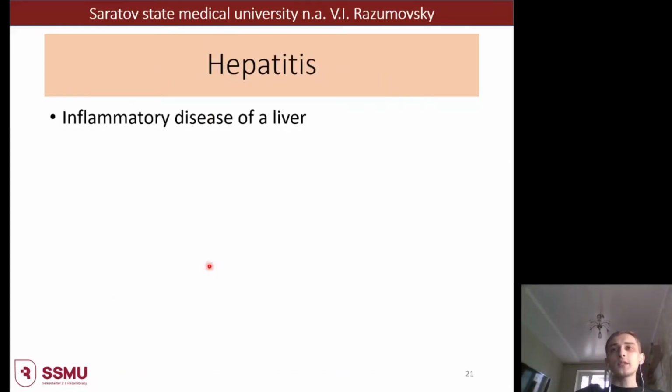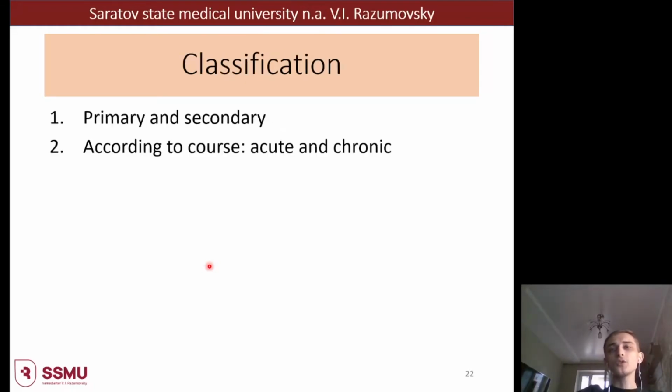Hepatitis. Hepatitis is a disease of the liver which is characterized by inflammation in this organ. According to classification, there are a lot of different ways of classifying it. They may be primary and secondary. They may be acute and chronic. Primary hepatitis is associated with a primary injury of the liver. Secondary hepatitis is associated with another chronic disease, which leads, like a complication, to liver injury.